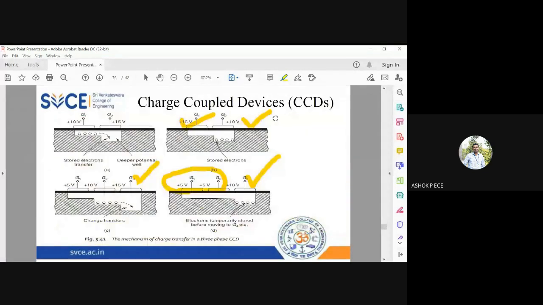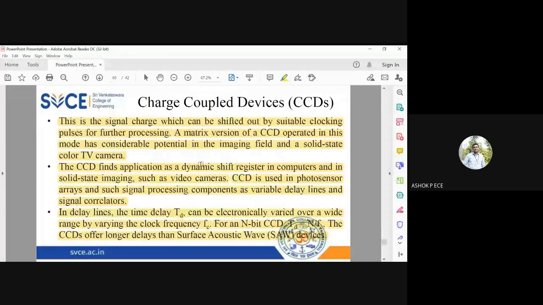For example, you have shown only G1, G2, G3. You will have several hundreds of electrodes and potential wells. Information will initially pass sequentially from G1 to G100. You cannot directly put information into G100. You have to sequentially transfer from G1 to G100, and that is going to take a lot of time. That is what we have said to be the delay time. So for an n-bit CCD, the delay time TD will be equal to n by FC, where n is the number of bits I am going to use for my CCD.